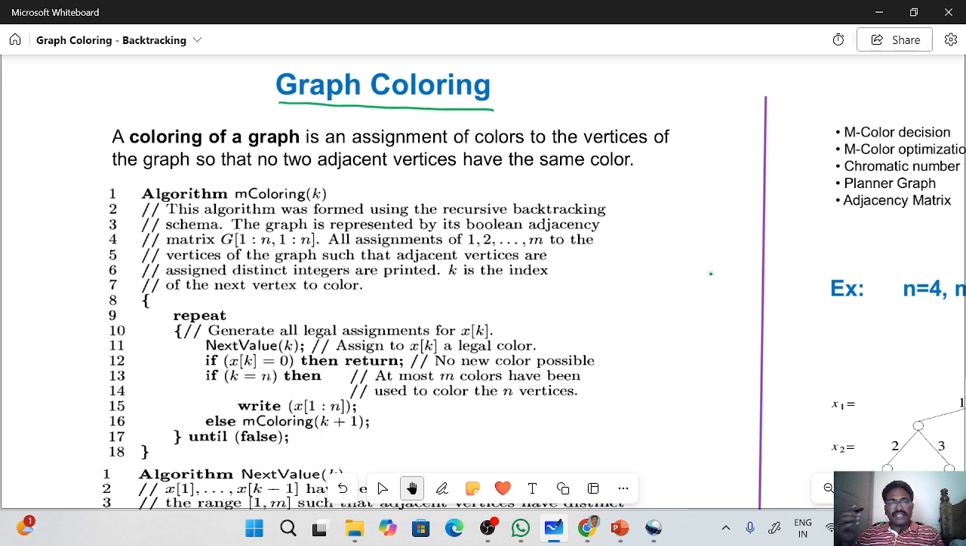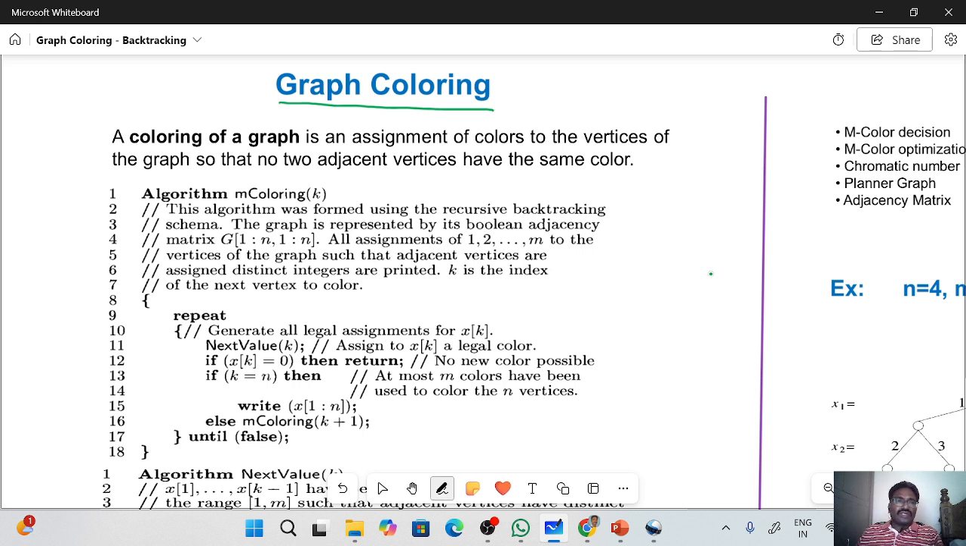So graph coloring is possible either by coloring the vertices or by coloring the edges. If nothing is particularly specified, then by default we are going to consider the problem to be the graph coloring of vertices problem.